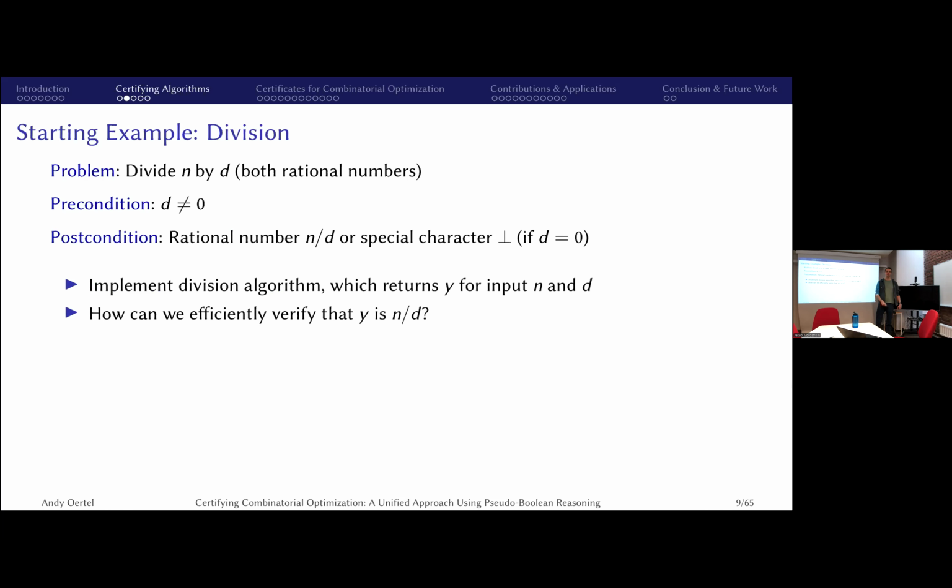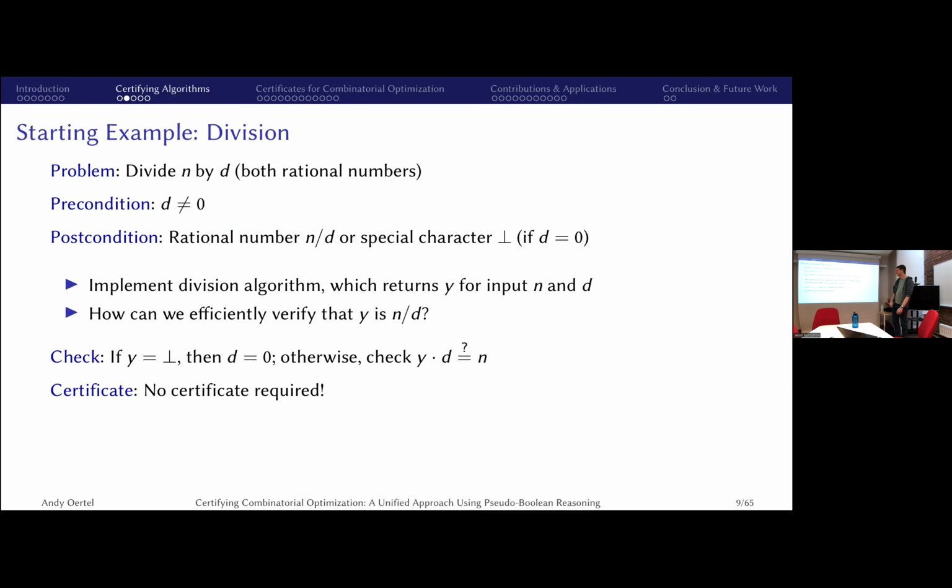So how can we now check that y is in fact n divided by d, or this bottom character if d is 0? Any ideas what we could do? Multiply by d and check if the outcome is n. Exactly. We first have to handle the special case of the bottom character, then we check that d is indeed 0, and otherwise we multiply our output y by d and check that this is n.